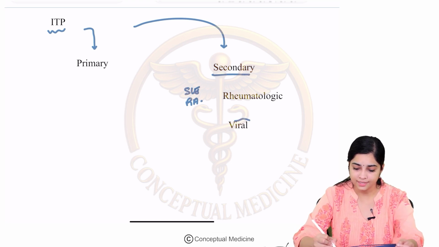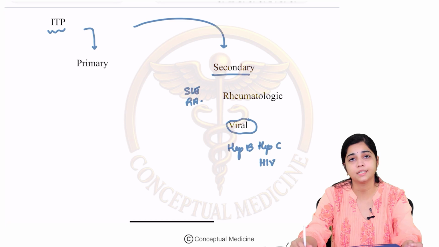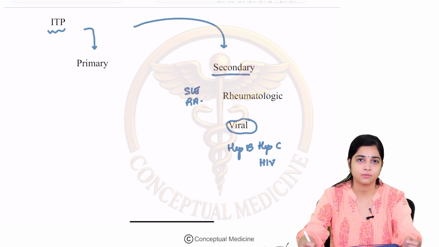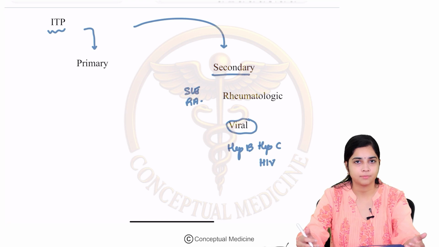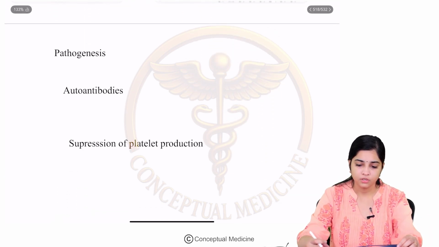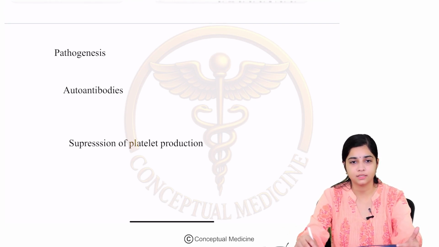Then secondary ITP can occur even with viral infections like hepatitis B, hepatitis C and HIV. Okay, so Hep B, Hep C and HIV are some of the secondary causes of immune thrombocytopenic purpura. Earlier, this was also known as idiopathic thrombocytopenic purpura, but the latest term is immune thrombocytopenic purpura.